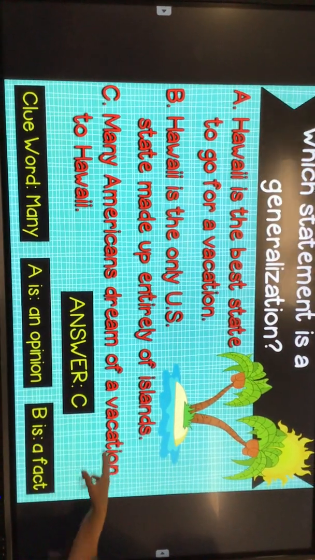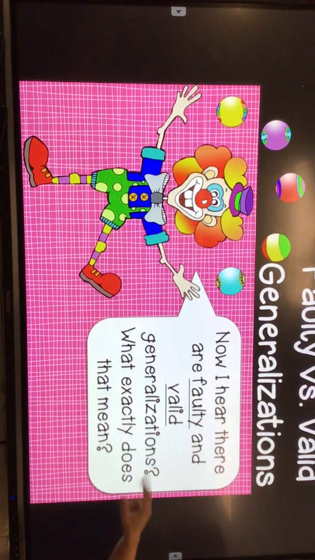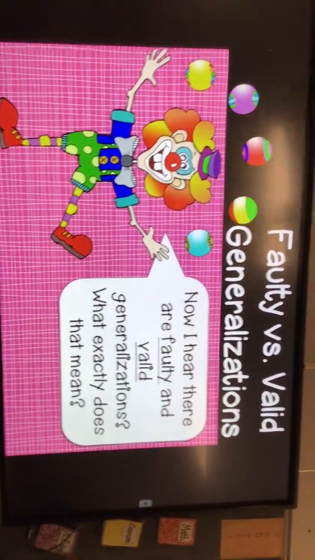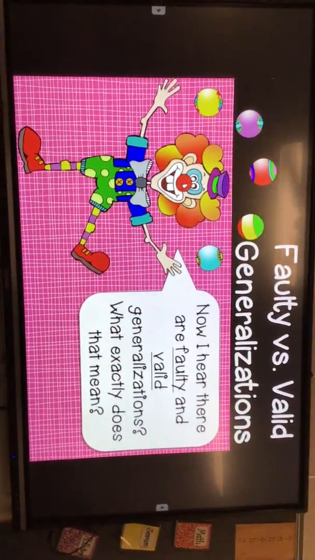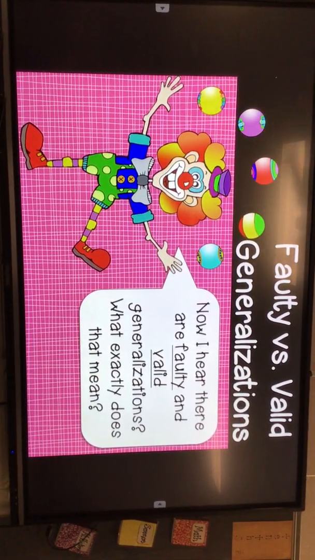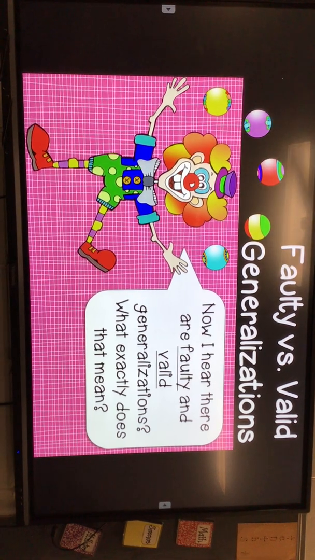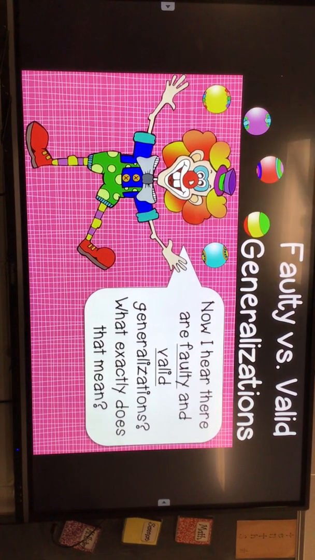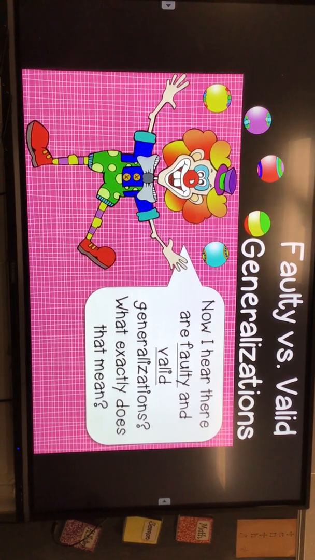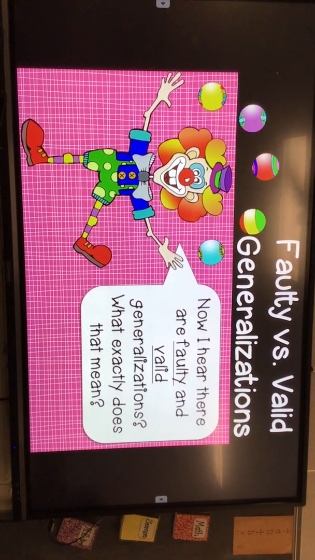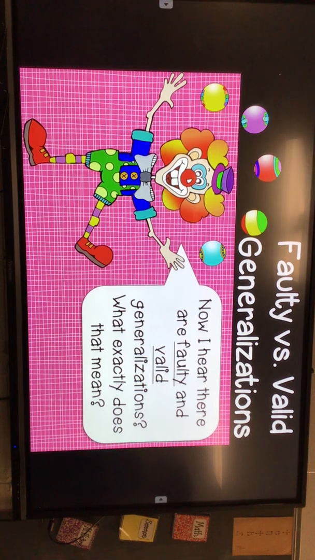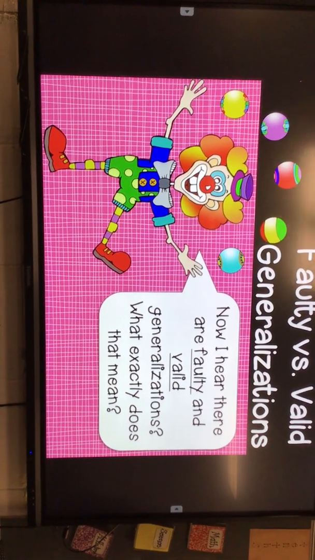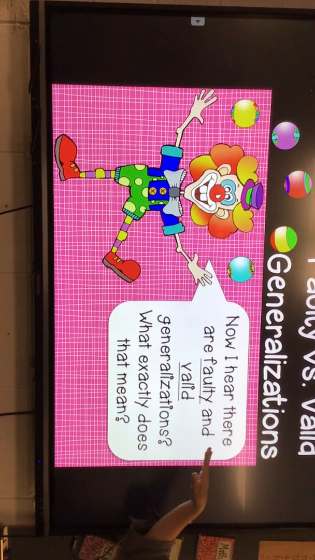We can prove that. Okay, now, faulty versus valid generalization. Guys, we zoomed through that. There was a space for us to write that, but flip your sheet over because now we're on the back. You can go back and fill those others in. You've got everything you need. But starting about a third of the way down your response sheet, we've got faulty versus valid generalizations.